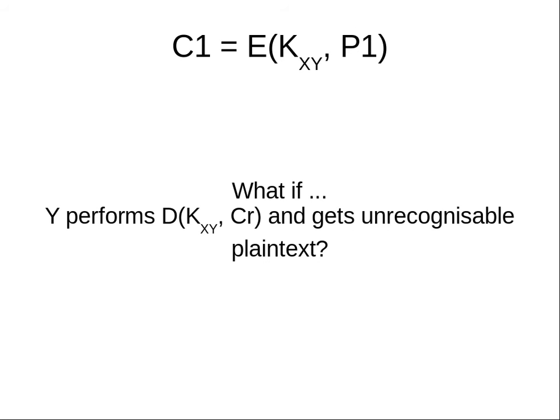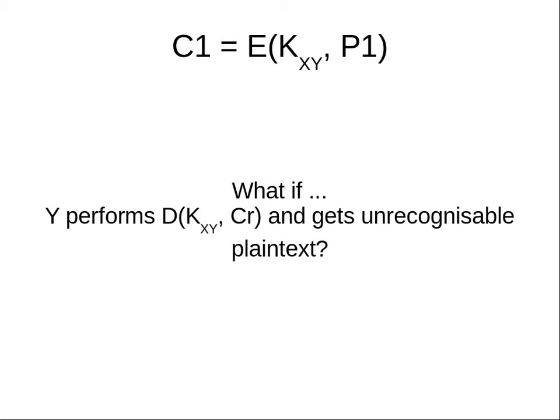What if, slightly different, Y receives the ciphertext, tries to decrypt. When they decrypt, they get plain text which looks unrecognizable. It's not an English message, it's random bits. What do we assume now, if that was the outcome? Well, something's gone wrong. If we get unrecognizable plain text, then it means that the decrypt did not work.